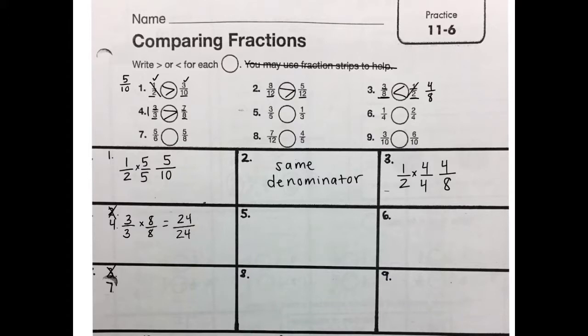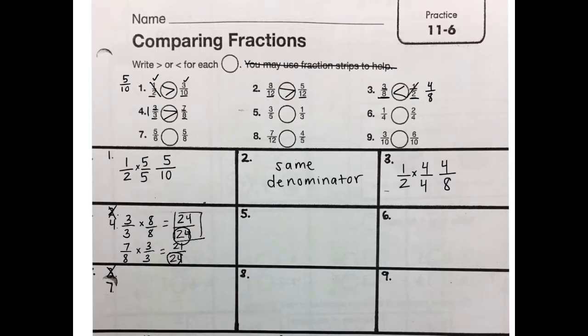But that doesn't help me compare it to 7/8 yet. Now I have to change 7/8 and multiply that by 3 over 3. 7 times 3 equals 21. 8 times 3, or 8 times 3, equals 24. So now I have the same denominator, 24, and I can look at the numerators to compare. So 24 over 24 is going to be bigger than 21 over 24.